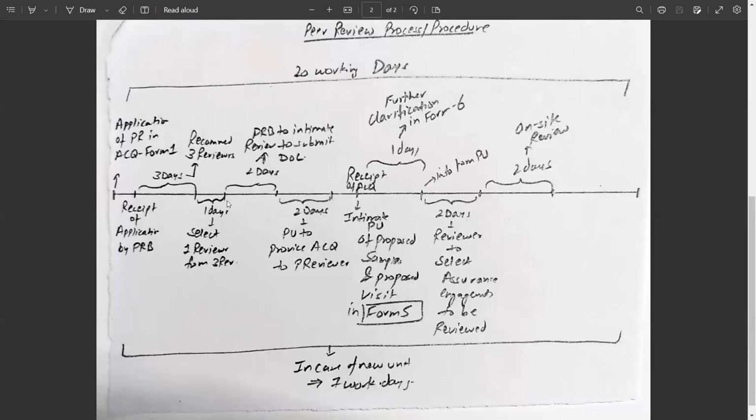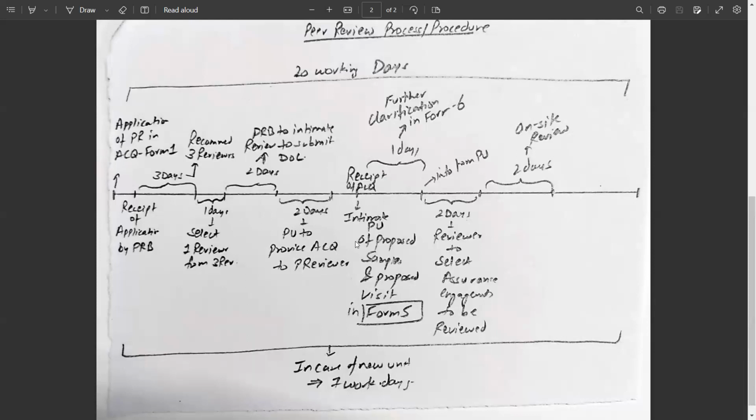It is the responsibility of the peer review board to intimate the reviewer, within 2 days of the receipt of the name, to allow the peer reviewer to submit some basic documents. Now, after those documents, within 2 days, the practicing unit is to provide ACQ to the peer reviewer. So the ACQ, application cum questionnaire form, which was submitted to the peer review board, the practicing unit shall also provide to the peer reviewer within 2 days of intimation by the peer review board of the peer reviewer.